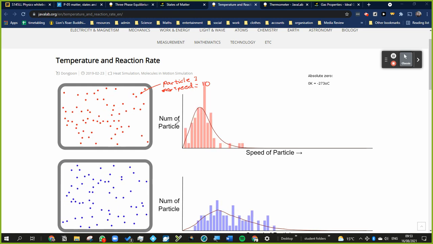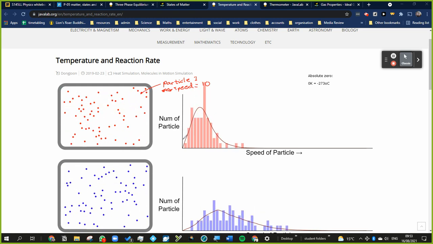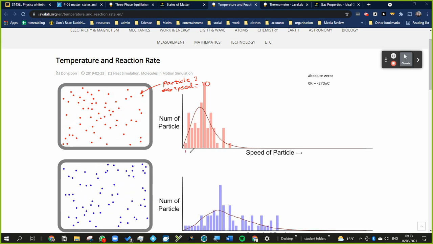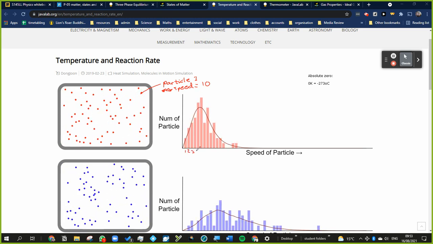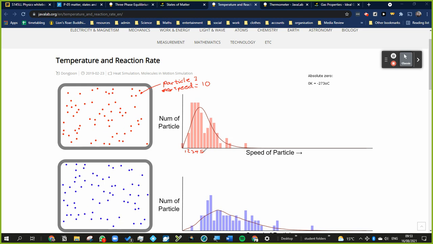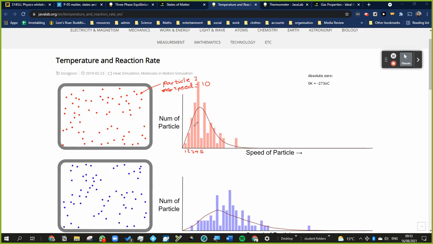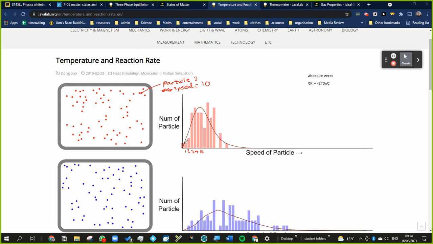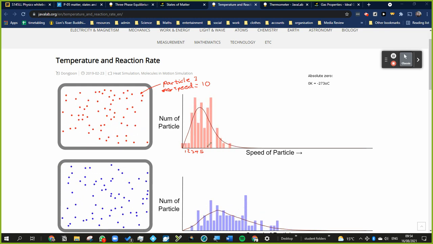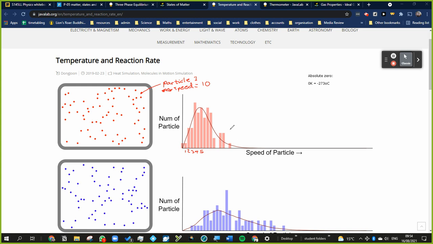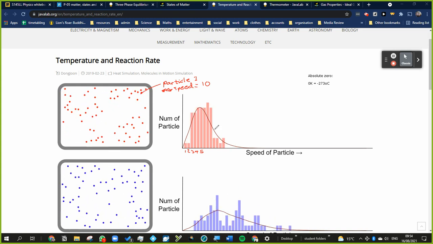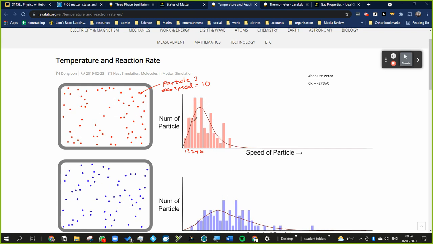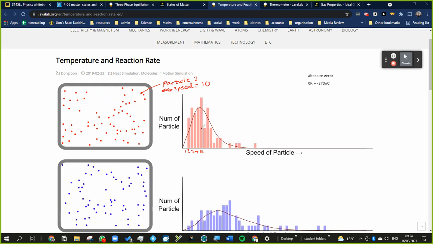Down here we have the speeds, so maybe how many particles are moving at a speed of 1 or a speed of 2 or 3 or 4 or 5 and so on. And it looks like it's actually changing, right? So this is how many particles are moving at that speed, and over here, this is how many particles are moving at that speed, and so on. This is for a relatively warmer substance, and you can see that these speeds are changing.